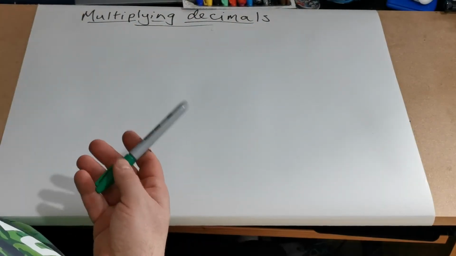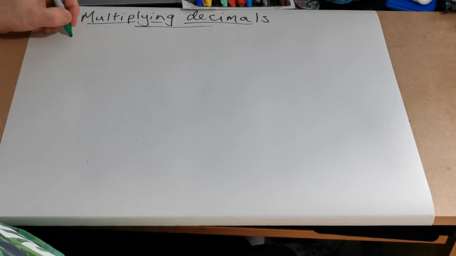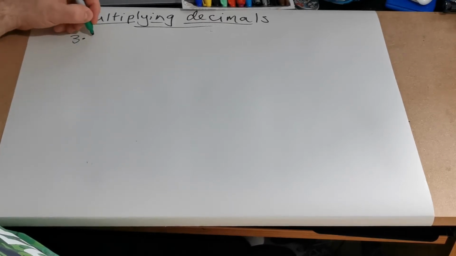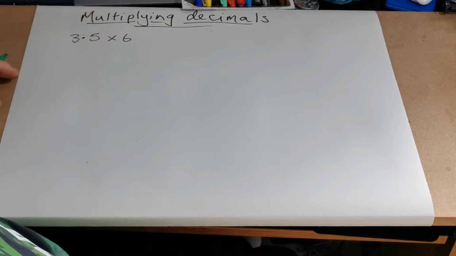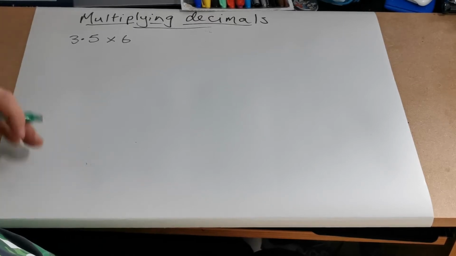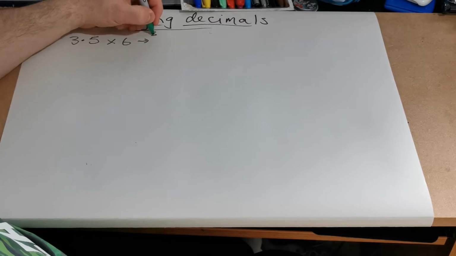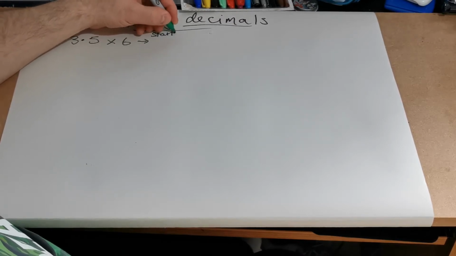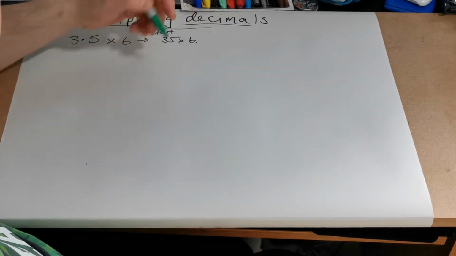Hi guys, today we're going to look at multiplying decimals, and I'm going to start by multiplying by just a whole number. So let's do something nice and easy: 3.5 times 6. The way I'm going to do that is think about it without the decimal in at all. So I'm going to start by looking at 35 times 6.